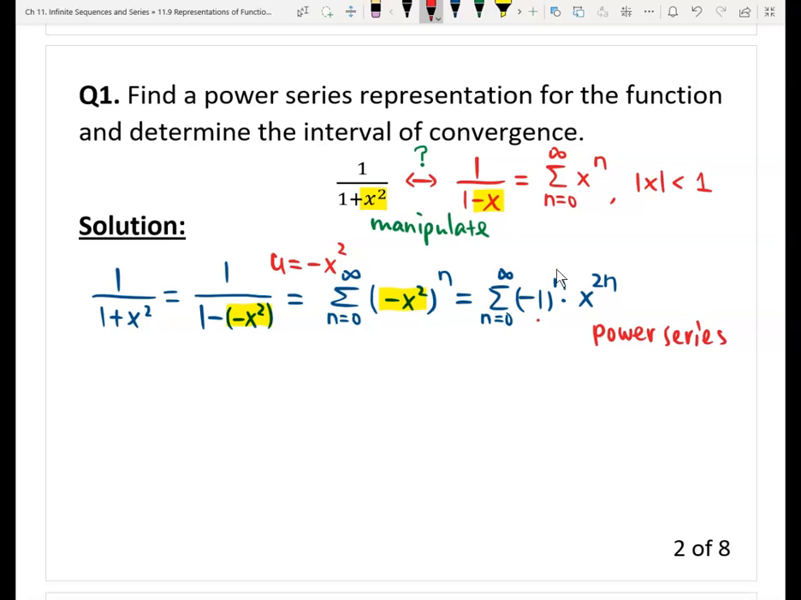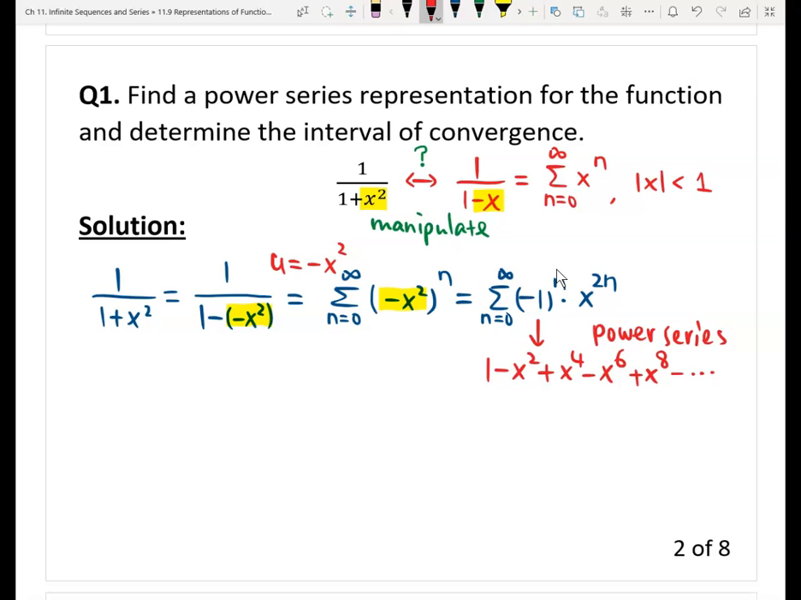If I'm going to open this, we will have this. The first term is 1. The second term is negative x squared, and then x to the 4th, and then negative x to the 6th, and then x to the 8th power, and then it goes on. This is an interesting series, right?